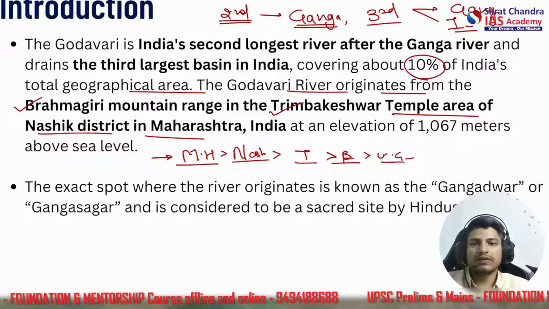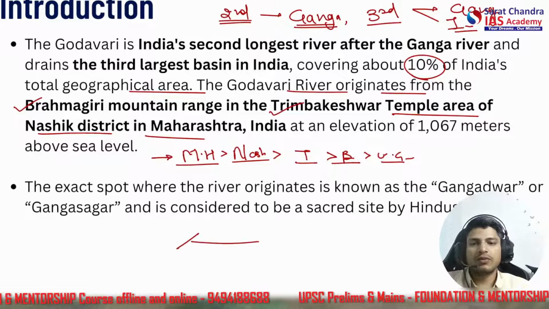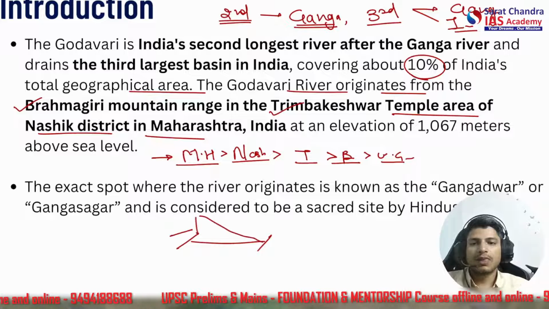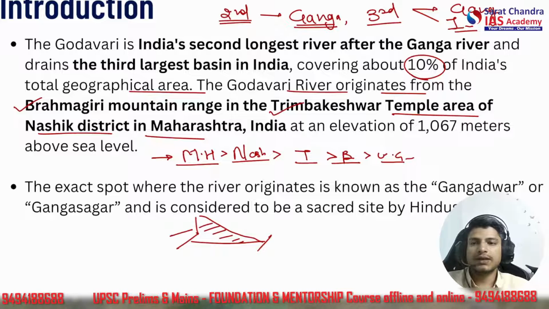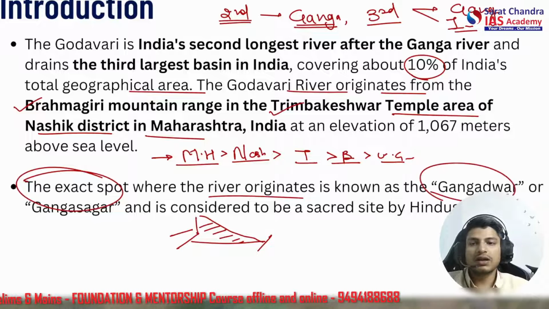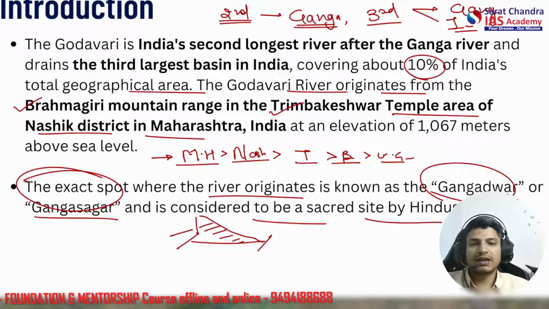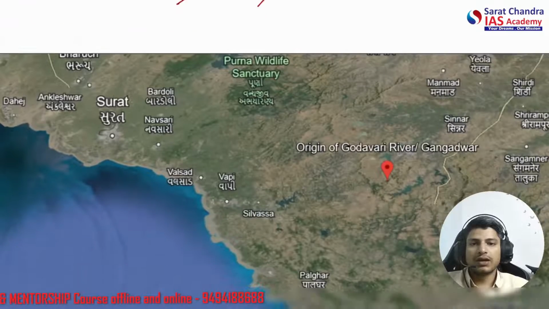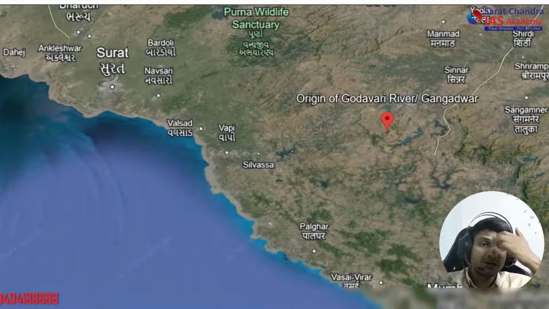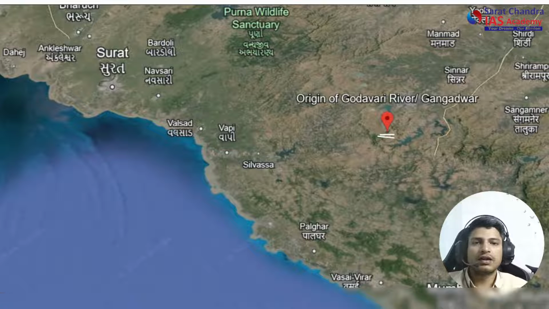So from here, Godavari is coming. It is just located 80 km away from the Arabian Sea, so it tells a lot about the slope of India. The exact spot where the river originates is known as the Gangadwar or Ganga Sagar and is considered to be a sacred site by the Hindus. Now let's see. This is the origin of the Godavari river. Let me just change the pen color. So this is the origin of the Godavari river, also known as the Gangadwar.